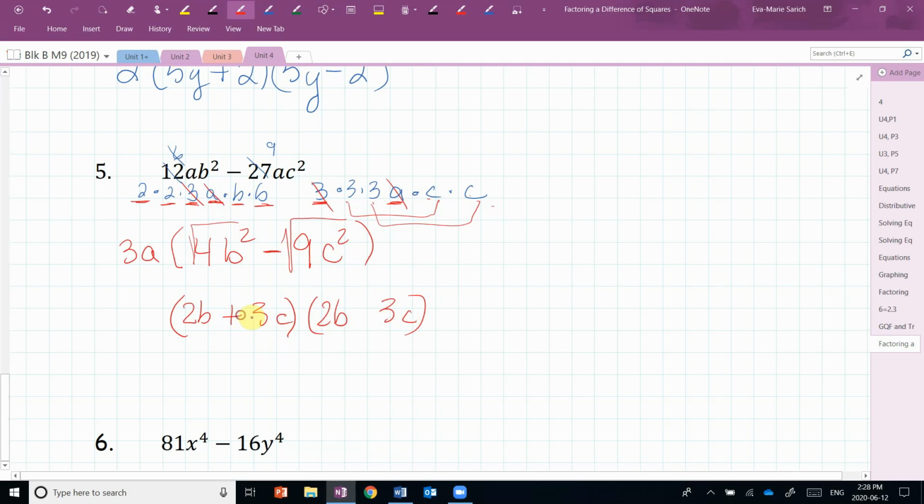One has an add and one has a subtract. This bringing down of our GCF, this becomes our final answer. Okay, the GCF and then the 2 binomials, right?